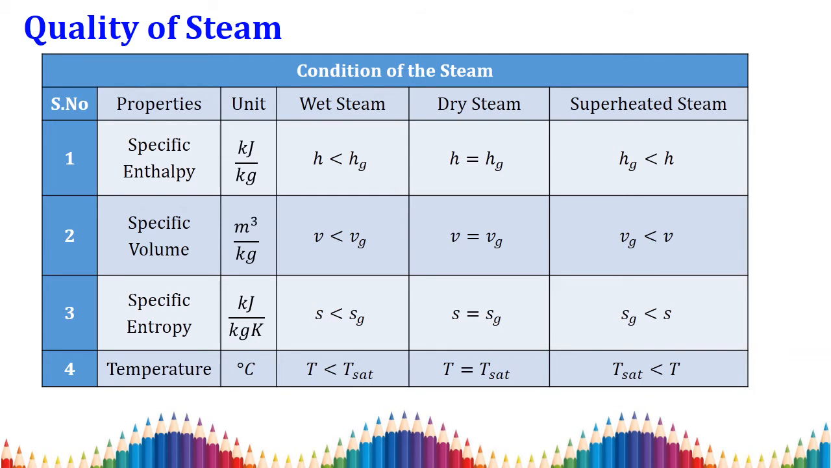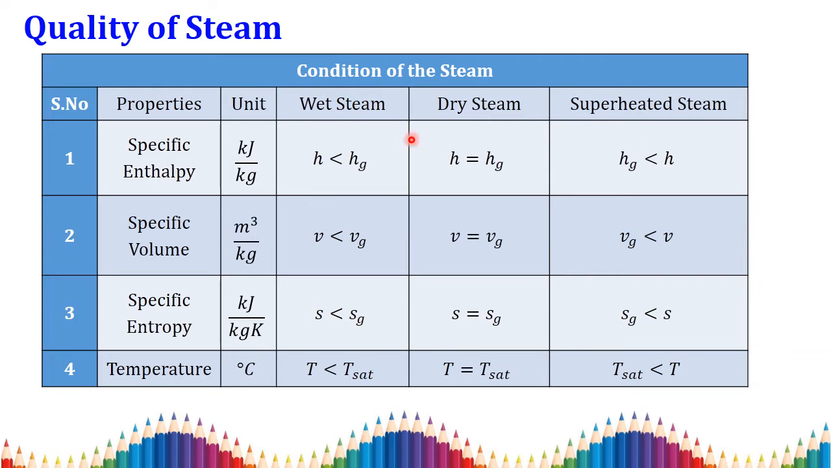So before getting into the problem, we need to know what is the state of the steam. There is the condition of the steam, or the quality of the steam, we need to identify. We all know that there are three different conditions or qualities of the steam available. The first one is wet steam, the second one is dry steam, and the third one is superheated steam.